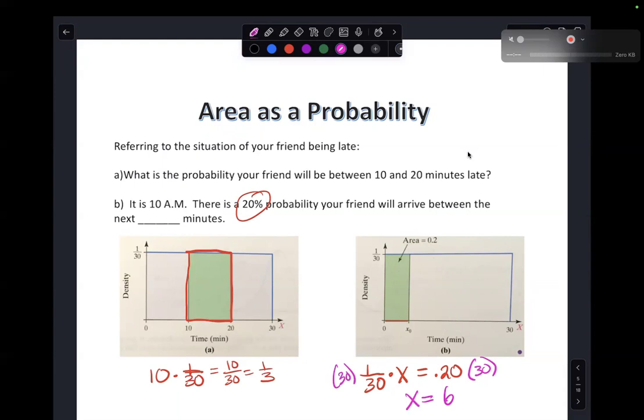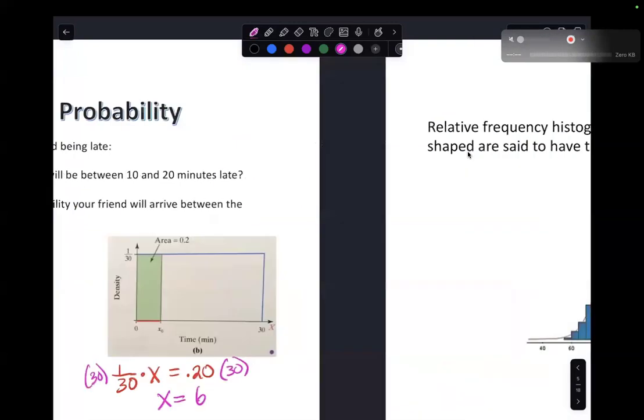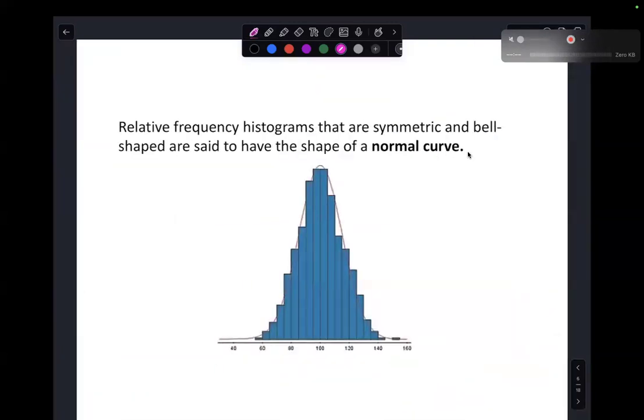Okay, this is a super simple case because most of the time we are not going to be dealing with a uniform probability distribution. This is a simplified case to show you how area can be connected to probability. So we're going to do it with a little bit more complicated case. Let's move on. All right.